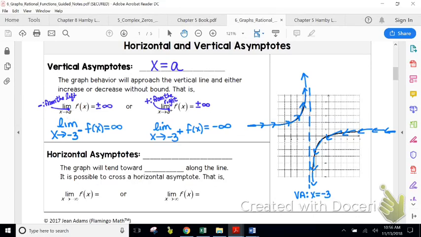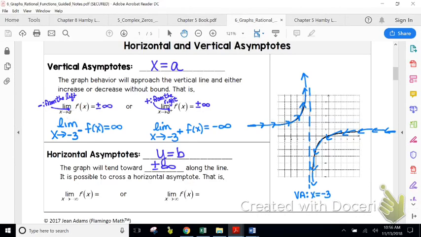All right, so let's talk about horizontal asymptotes. They're going to be in the equation of y equals some number, so we're just going to say b. The graph will tend towards positive or negative infinity along the line. It is possible to cross a horizontal asymptote.